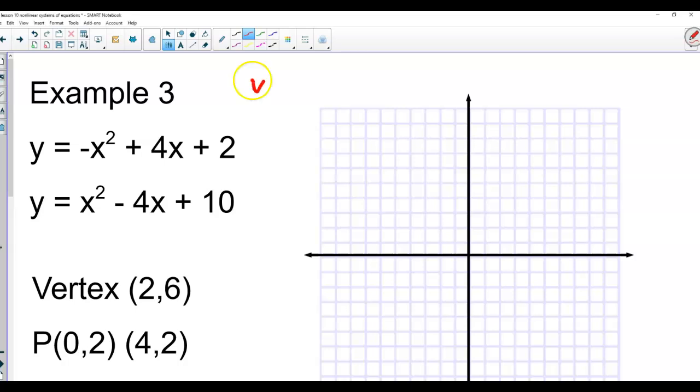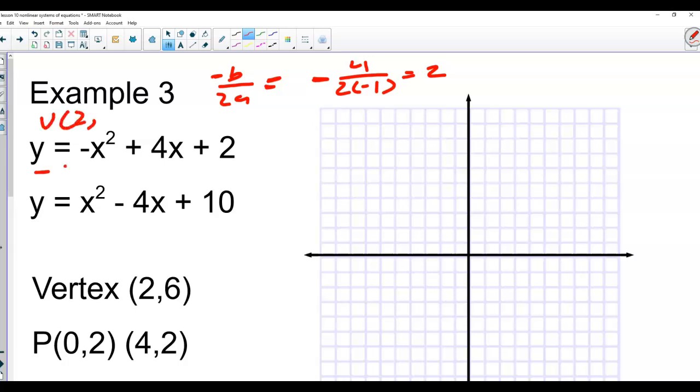Okay, so my vertex here, negative b over 2a, that's negative 4 over 2 times negative 1. Sorry. Negative 4 over 2 times negative 1 is going to give me a positive 2. So my vertex for this one is going to be 2.